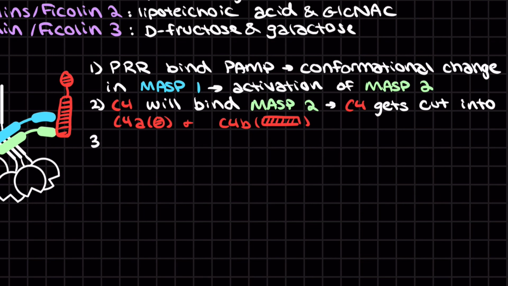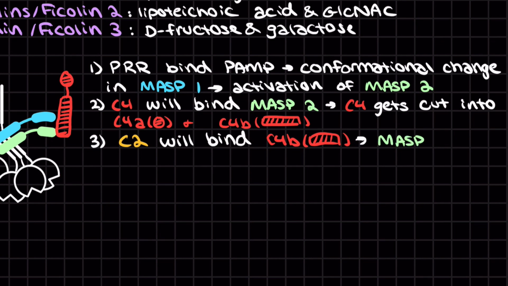In our next step, we're going to have our next complement protein, C2. C2 will bind C4B, again, our large subunit, which will lead to MASP2 cutting C2 into, specifically, C2A and C2B. And remember, C2 is our exception to the rule.